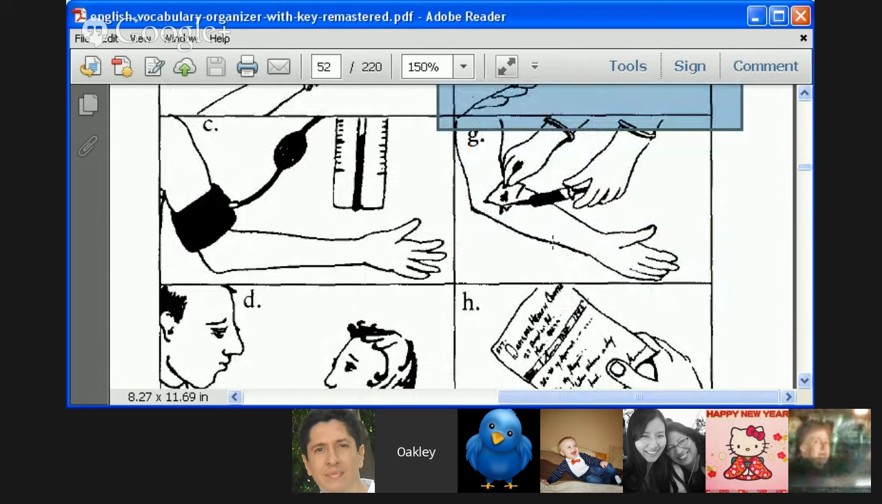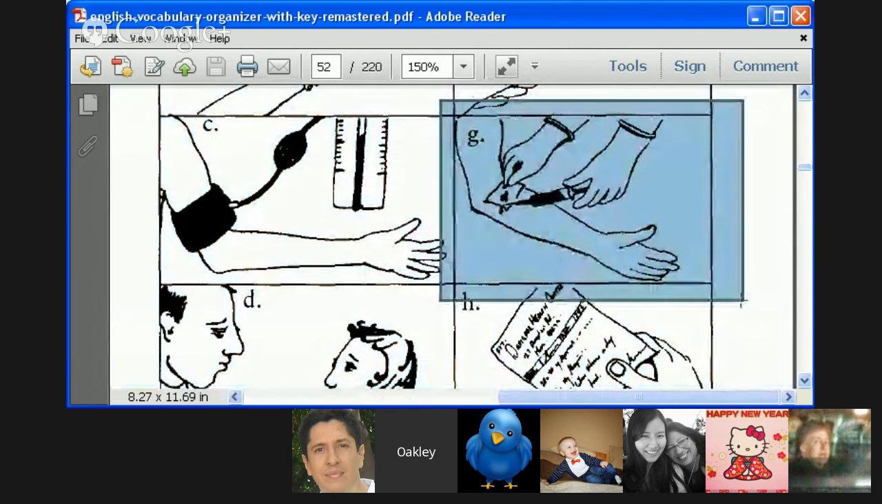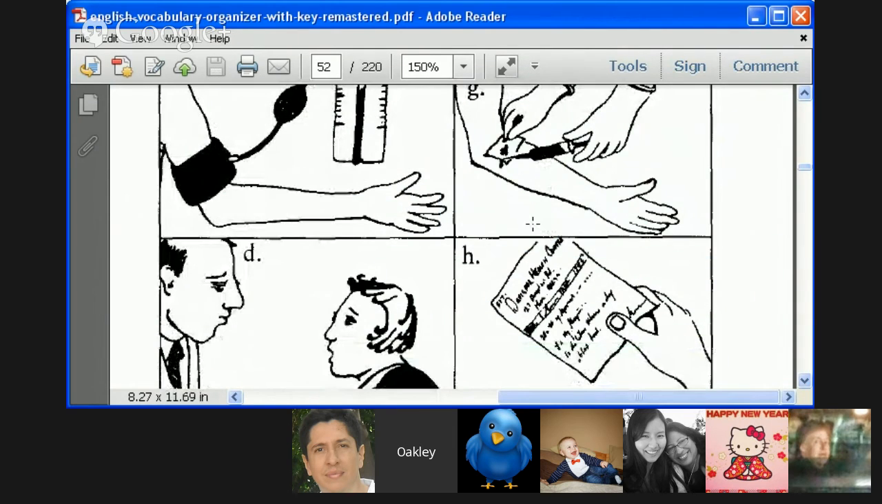Right. Inoculation or vaccination, or, of course, much more informally, you get a shot. Okay, Rolando, what's going on in G here? He's taking a blood sample. Okay, a pretty big one. But yeah, he's taking a blood sample. That's right.